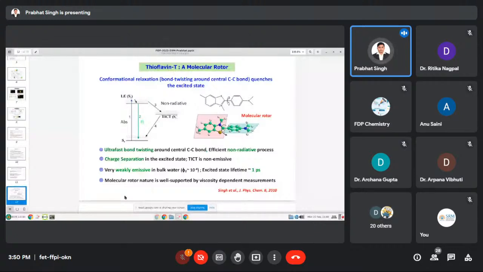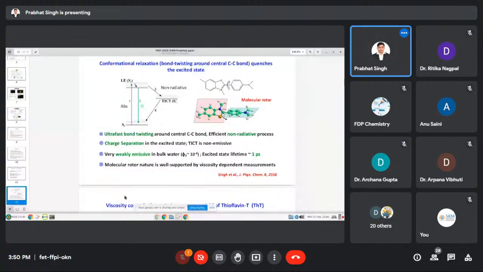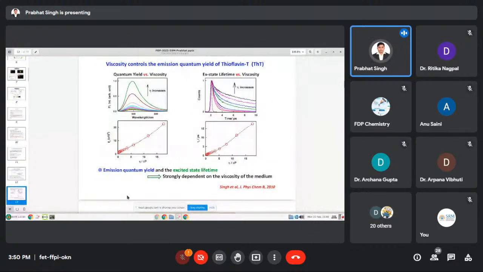So for this we have established, I have written, viscosity controls the emission yield of thioflavin T. As you can see, as we increase the viscosity, the emission yield or emission intensity increases. So what is happening? We are basically stopping the bond rotation, or it is getting slower and slower. See, this is decaying much slower compared to the red lines. So this tells that this molecule is strongly dependent on the viscosity of the medium, and we can say that it is a molecular rotor class of molecule.